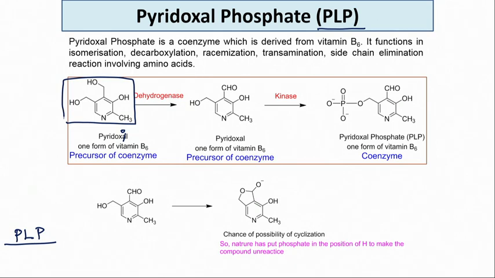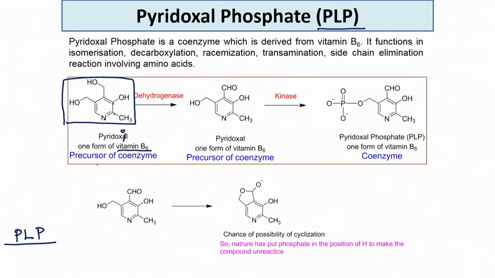So, it is a pyridine framework with 4 different substitutions. At the 4 position, you have the CH2OH, and at the 3 position also, this is 1, 2, 3, 4, 5. So, at the 5 position, you have this hydroxymethyl also. There is a phenolic OH and a methyl. Now, this is one of the pro-coenzyme forms, or one of the forms of vitamin B6.